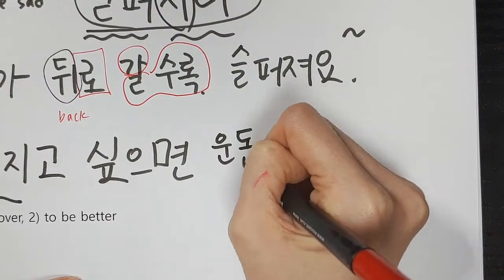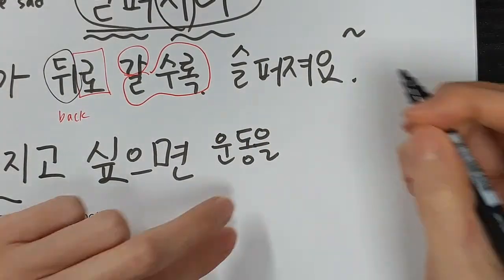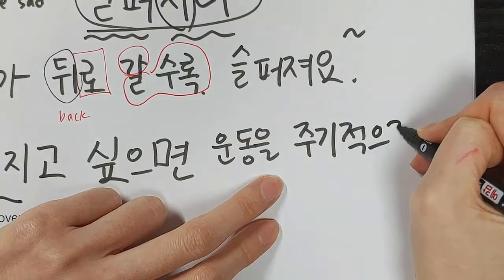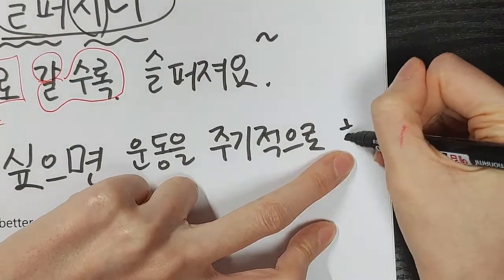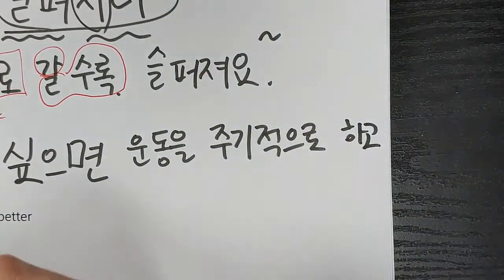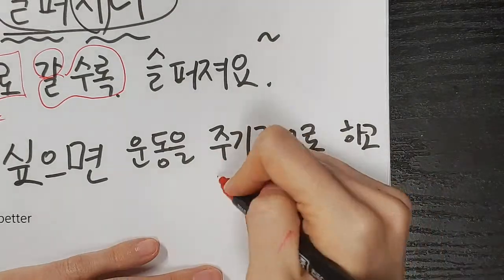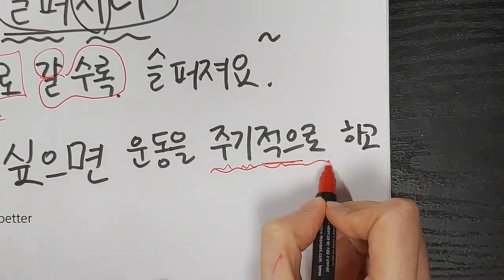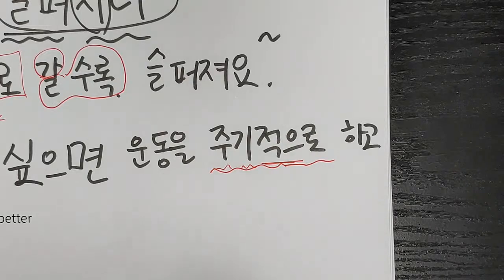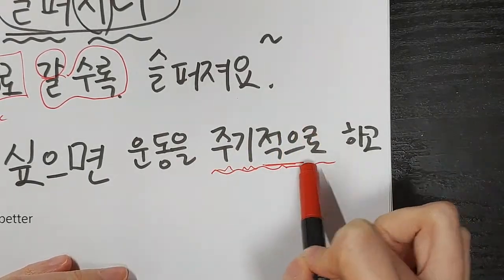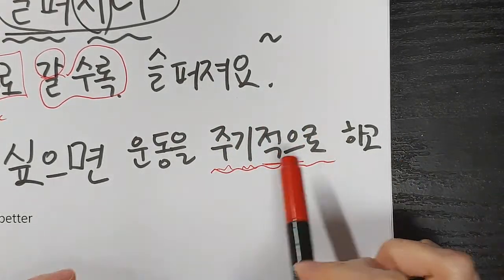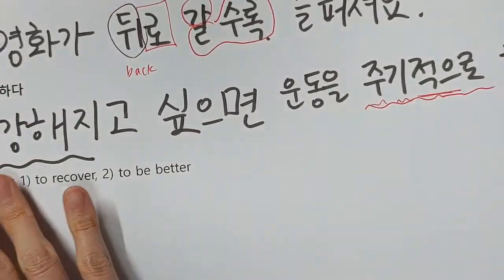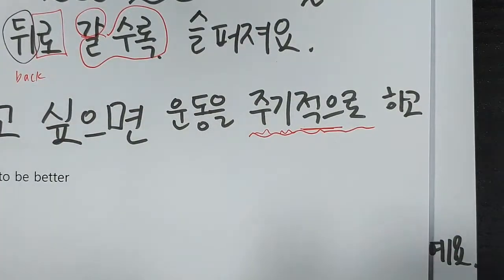say like 운동하다 means to exercise. 운동을 주기적으로 하고. 주기적 means regular period, adjective form, so it means regularly. 으로 makes it an adverb. 주기적 an adverb, so regularly. 주기적으로 하고. If you want to become healthy, then exercise regularly.